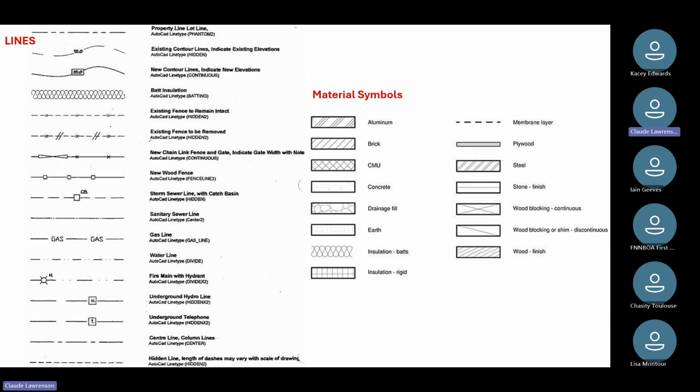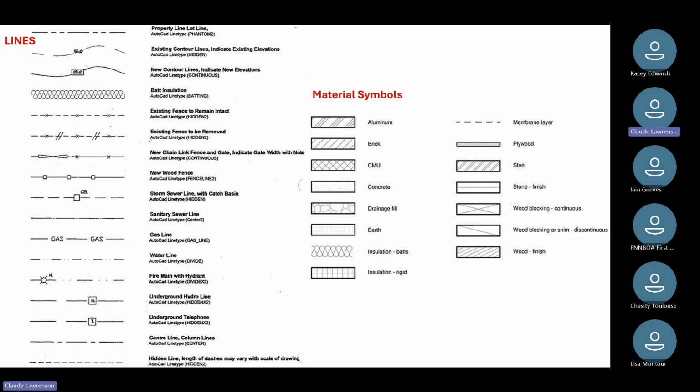We can see, for example, the aluminum and the brick. The brick is basically a 45-degree line in between two lines, indicating the thickness, usually 3.5 to 4 inches of brick on a set of drawings. What's a CMU? That's an abbreviation for concrete masonry unit, in other words, something like a concrete block.